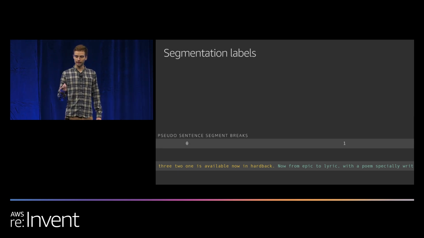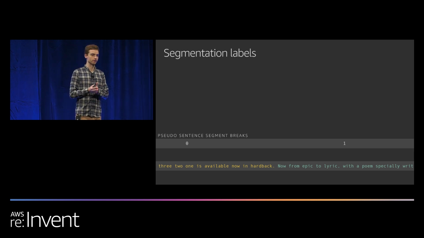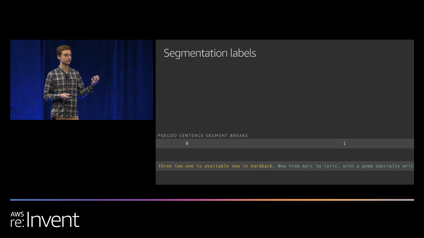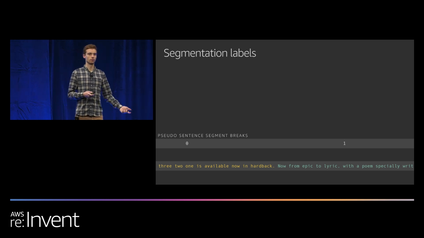with a 1 indicating that the topic has changed during that pseudo-sentence, and a 0 representing that it's a continuation of the topic before.